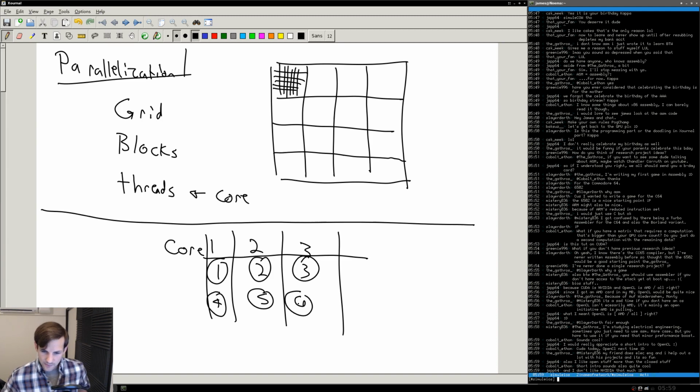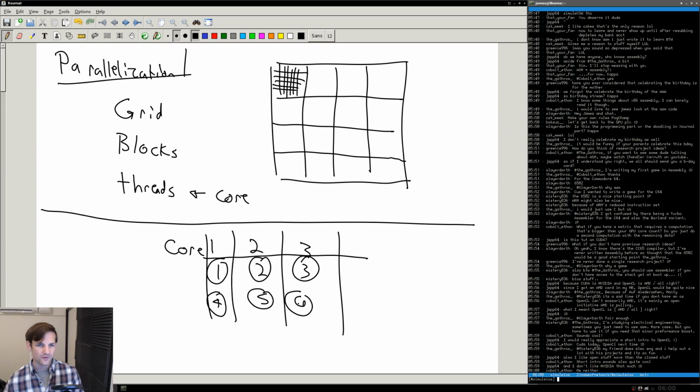CUDA today, OpenCL next time. Yeah, that seems fine. My friend does electrical engineering, and I help out a lot with his projects. So fun. Yeah, I also like open stuff more. Okay, good.